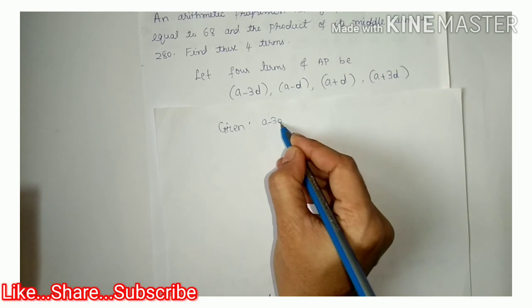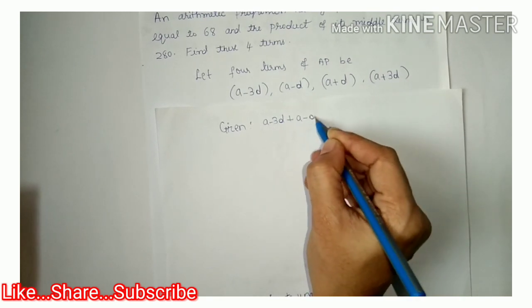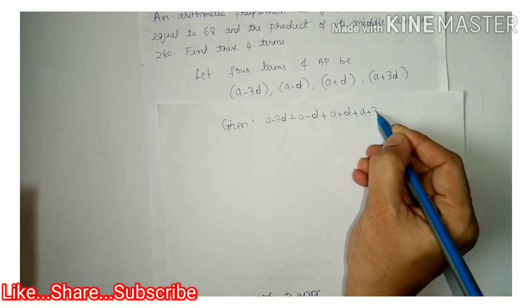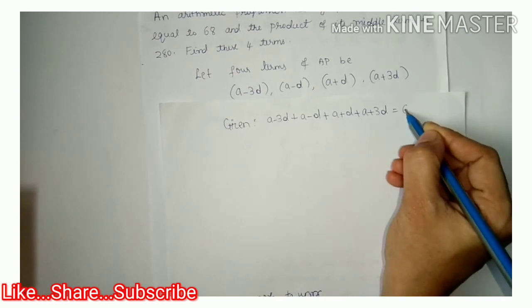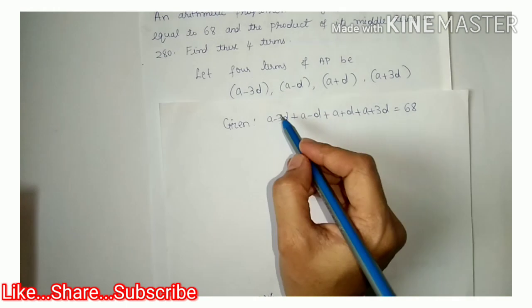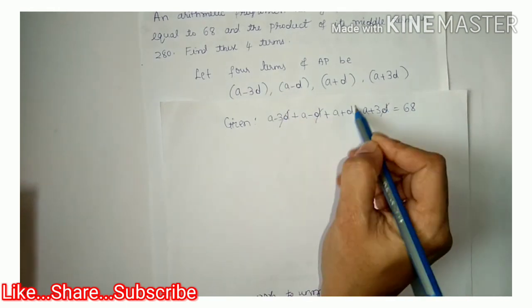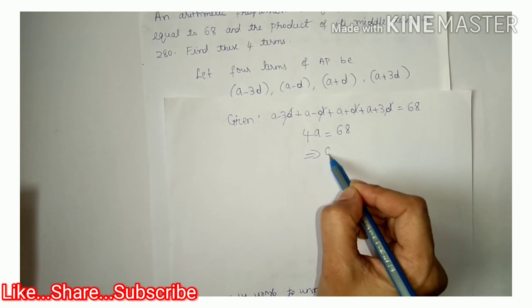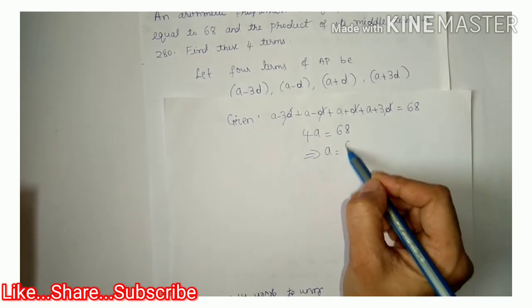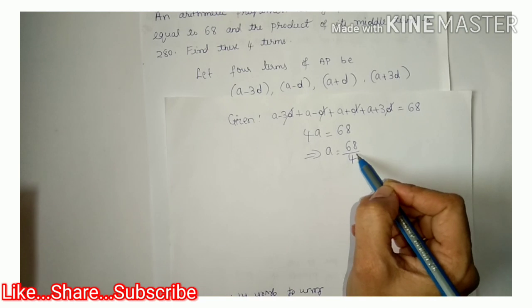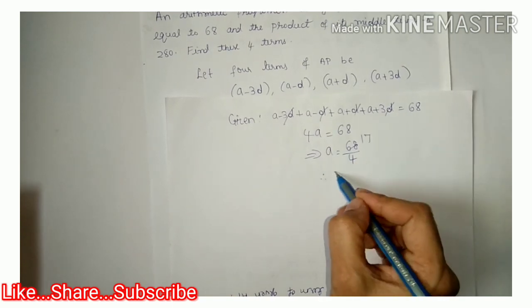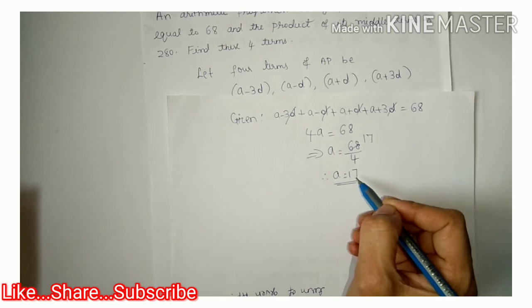Therefore, A minus 3D plus A minus D plus A plus D plus A plus 3D is equal to 68. Here 4A is equal to 68. It implies A is equal to 68 by 4, which is 17. Therefore, A is equal to 17.